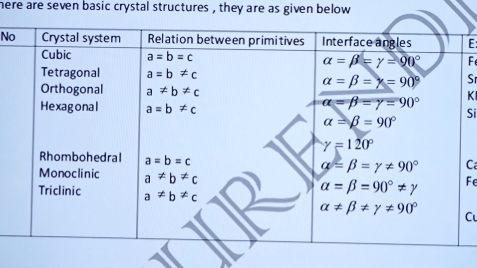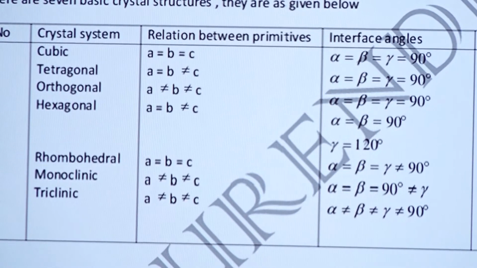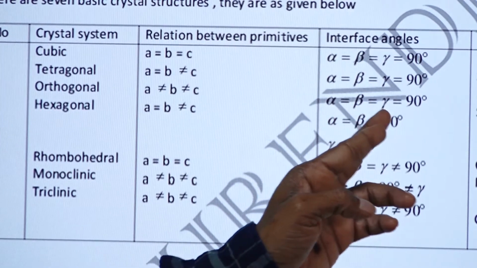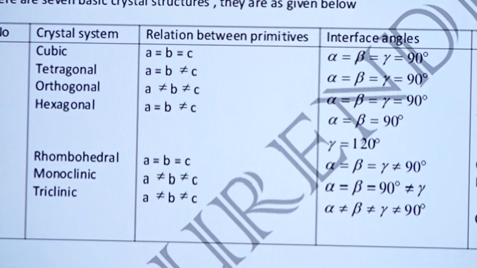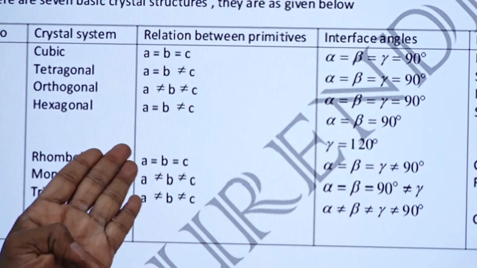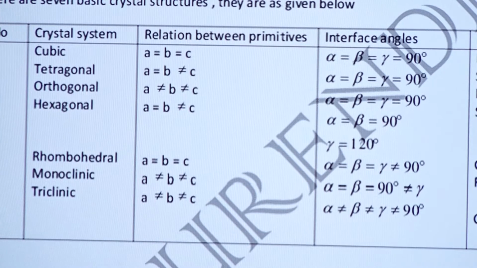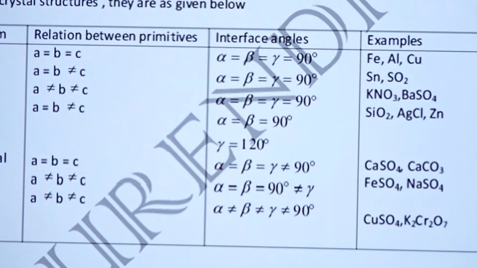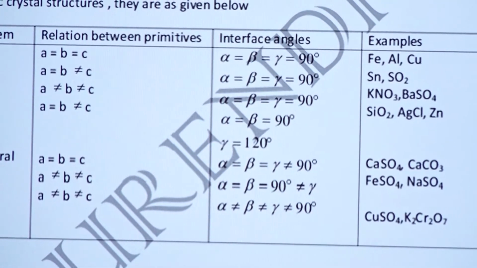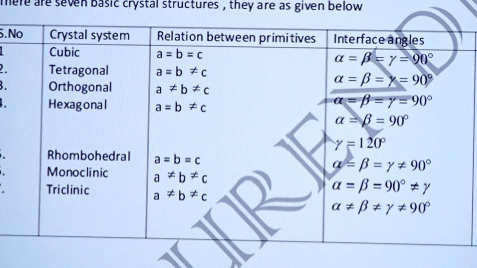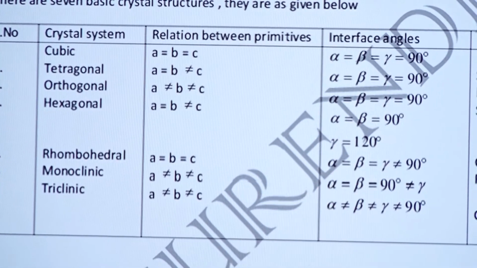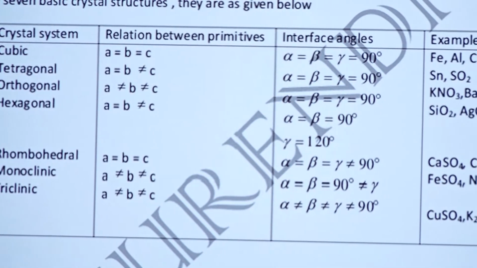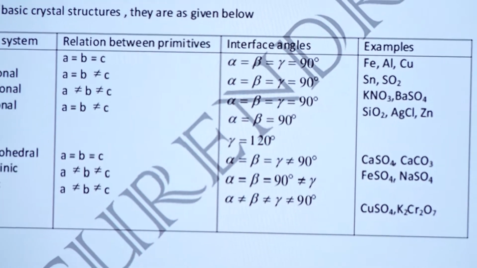For orthogonal, all the sides are not equal, and alpha equals beta equals gamma equals 90 degrees. In hexagonal, a equals b not equal to c, and one angle is 120 degrees. Silicon dioxide and silver chloride are very good examples. For rhombohedral, all the sides are equal and all the angles are equal, but not equal to 90 degrees. Calcium sulfate and calcium carbonate are examples of rhombohedral.